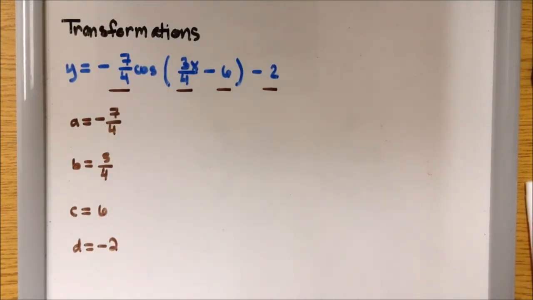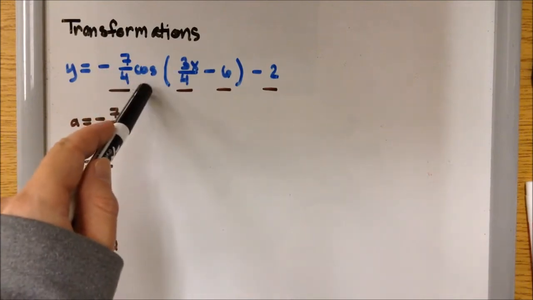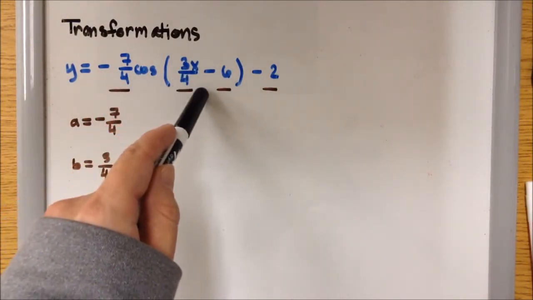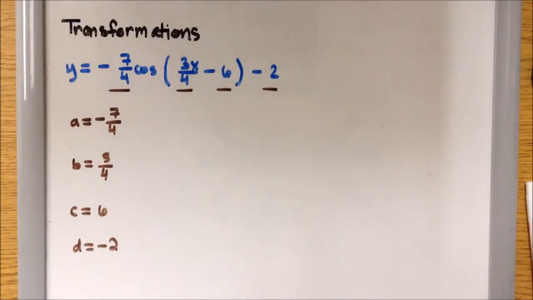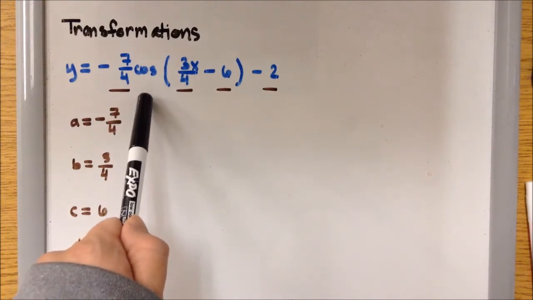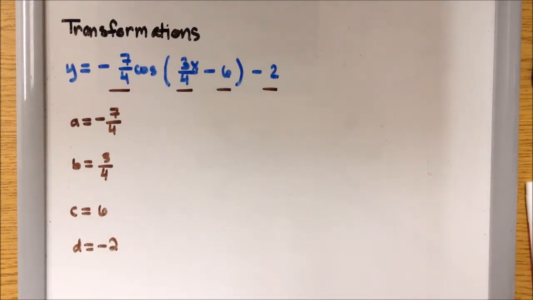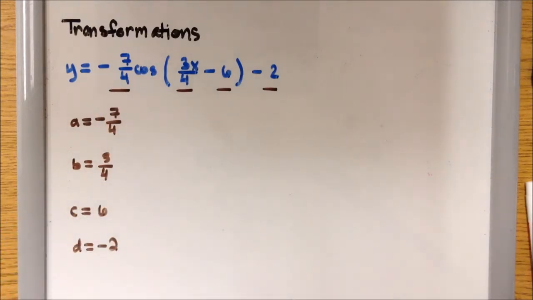In our second example, we have y equals negative 7/4 cosine of 3x over 4 minus 6 minus 2. Now, the difference is we have a cosine function, and now we have a whole number instead of radians. So let's take a look at our ABCD. I already underlined our ABCD values and then wrote out the values for those.